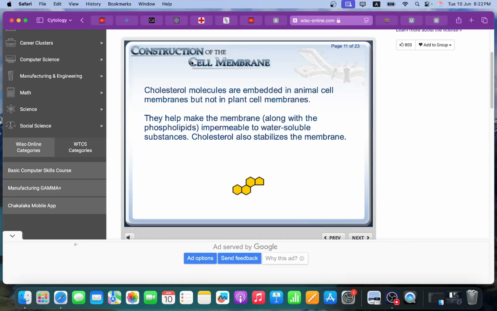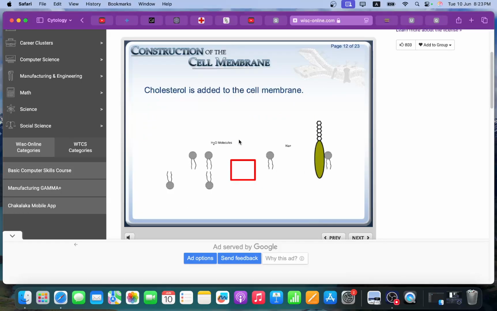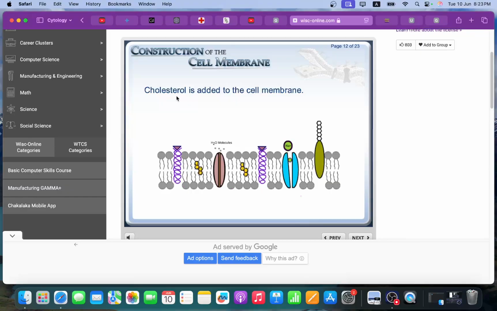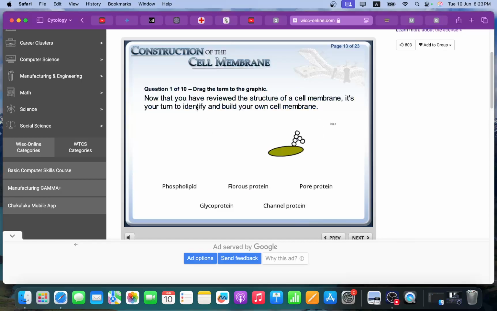Got it. Cell membranes. Cholesterol molecules are embedded in animal cell membranes but not in plant cell membranes. They help make membranes, along with the phospholipids, impermeable to water soluble substances. Cholesterol also stabilizes the membrane. Cool.